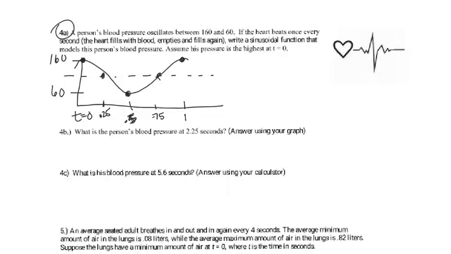What else do I know? I know that the difference here is 100, so my amplitude must be 50, because that's half of 100. So A equals 50. I also know my period equals 1 second. Let's see, my midline then, 160 minus 50 would put me at y equals 110, or I could do 60 plus 50. So that's my vertical shift, up 110.